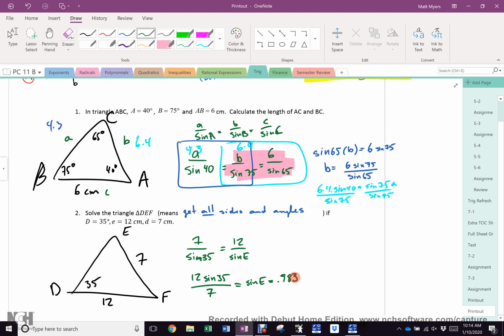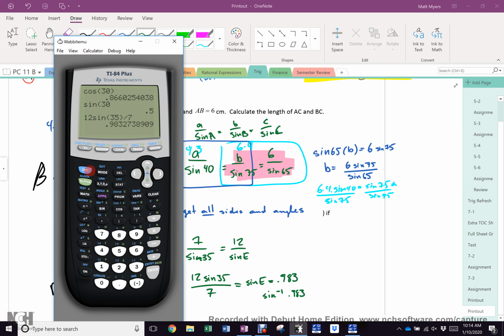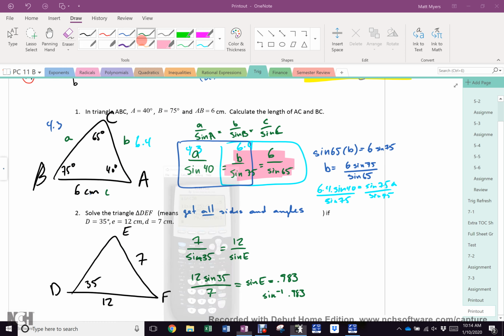I want E. So I must now shift sine 0.983. Now, could I do this in one step? Let's check. First, we're going to shift sine our answer. And we're going to keep using that answer key because it's such a good friend of ours. And we are going to find that it is 80 degrees. All right? Everyone agree? So E is 80 degrees.